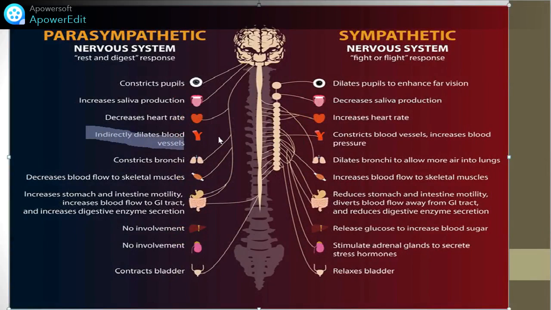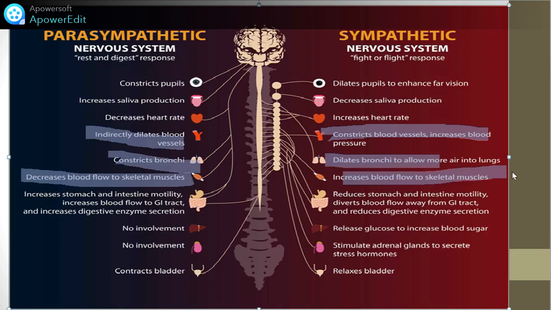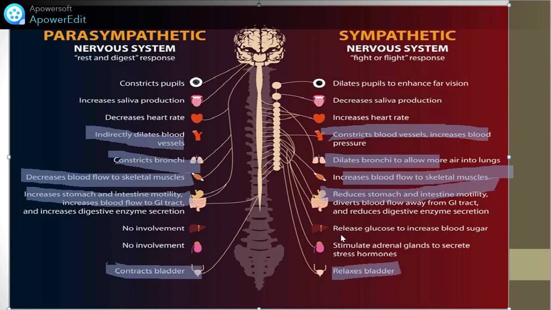Sympathetic indirectly dilates blood vessels, parasympathetic constriction of blood vessels, and increase in blood pressure. Constriction of bronchi, dilation of bronchi. Decrease in blood flow to skeletal muscles, increase in blood flow to skeletal muscles. Increase stomach and intestine motility, decrease in motility. Increase in blood flow to GI, decrease in blood flow to GI. Contraction of bladder, relaxation of bladder. Sympathetic system acts on liver to release glucose to increase blood sugar, and it also stimulates adrenal glands to secrete the stress hormone.